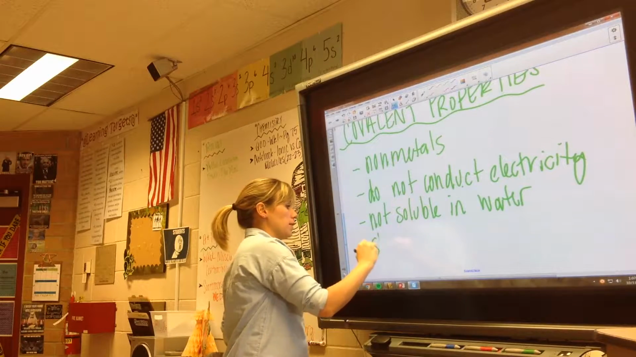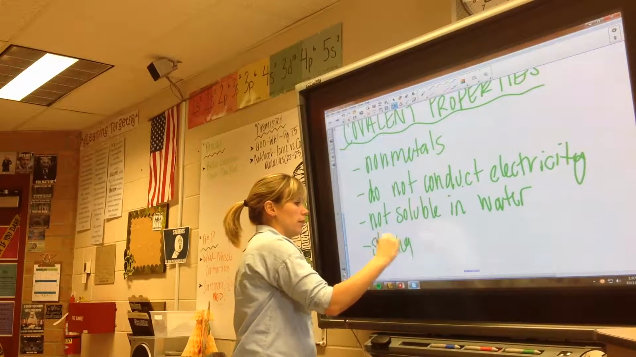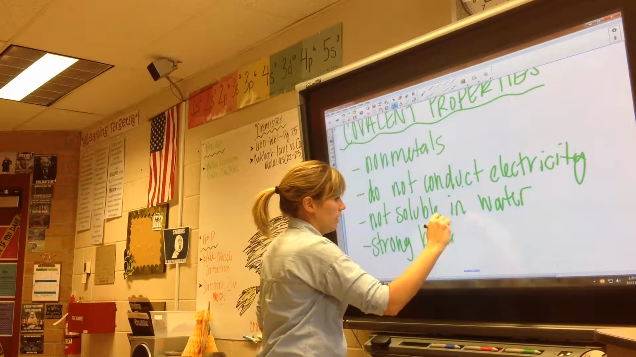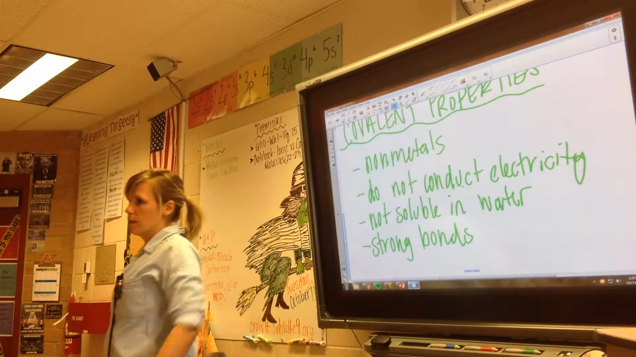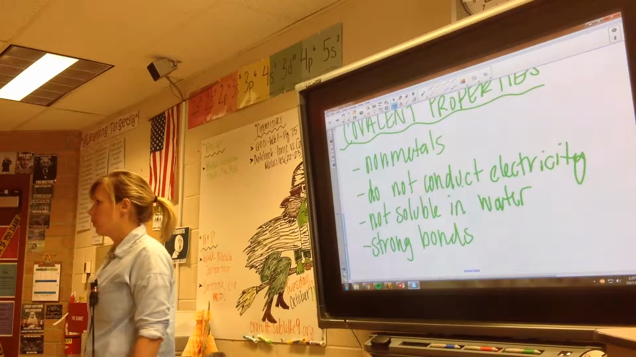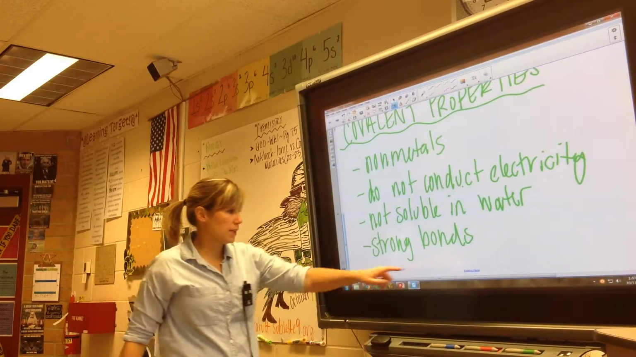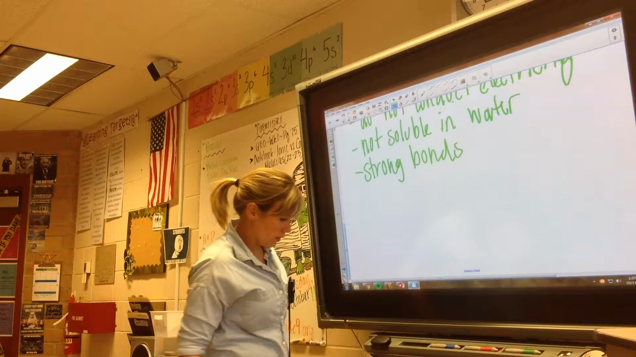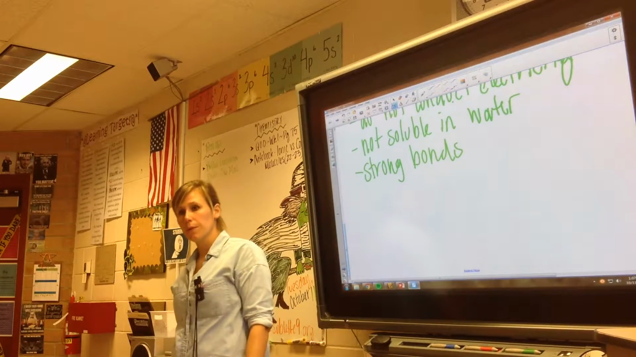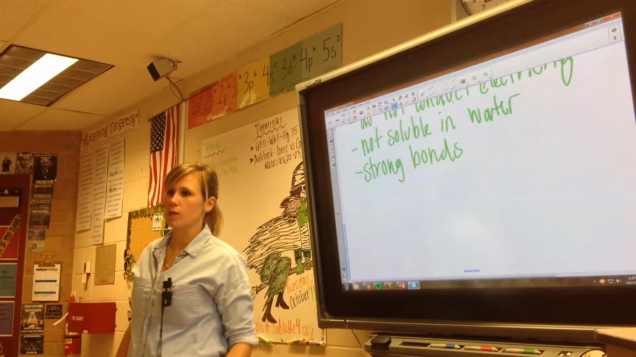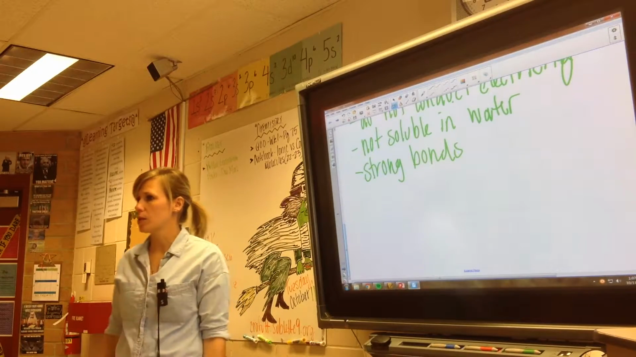Really, really strong bonds, like Red Rover when you guys hold hands. Think of those little covalent, non-metal guys holding hands, and it's going to be really hard to bust through them. With that being said, that's probably one of the reasons they're not that soluble in water. But if we heat them up, then we can use a little bit more energy and break some of those stronger bonds to get them to dissolve.